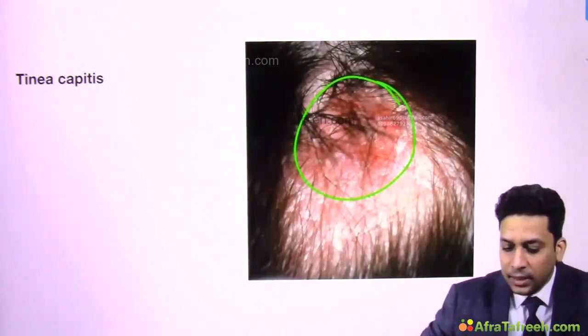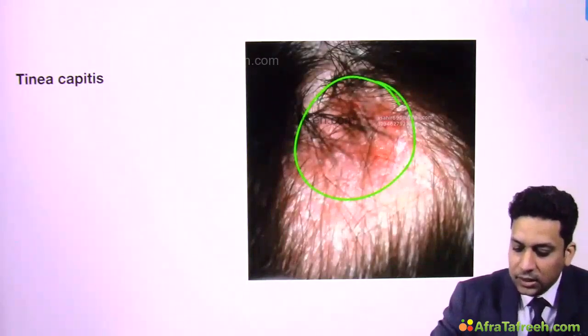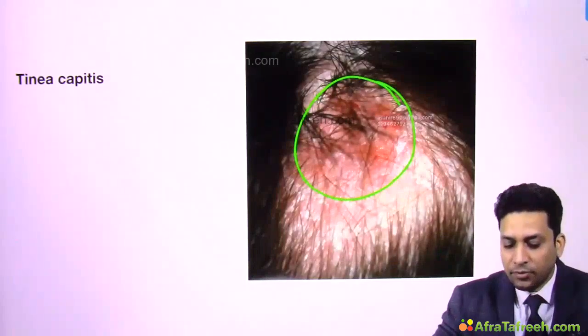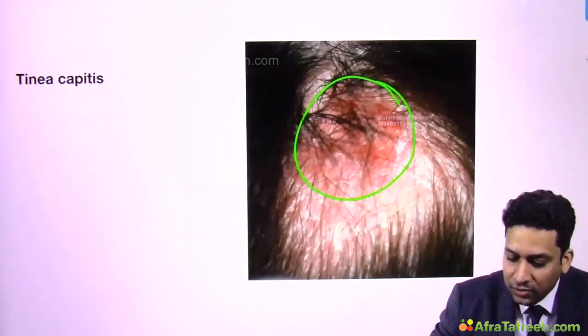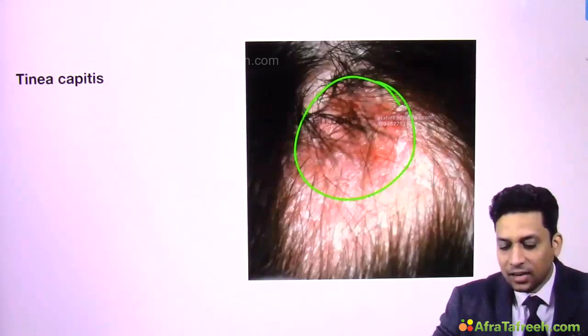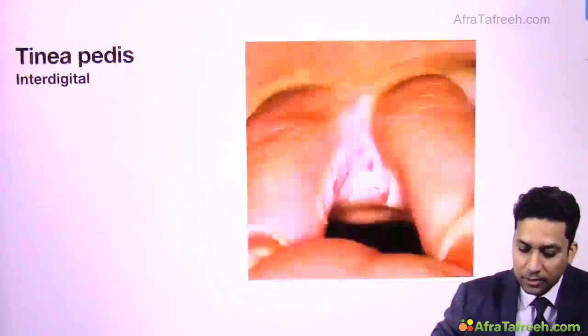Here again you can see that there is hair loss. This is non-scarring type of hair loss, and you will find this patch with slight scaling, and there are broken hair follicles. So this is grey patch type.